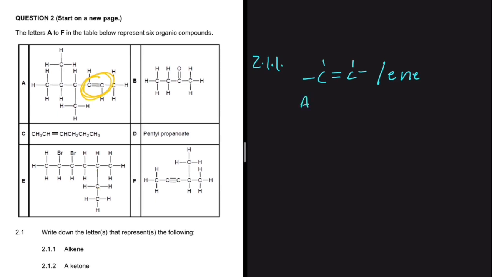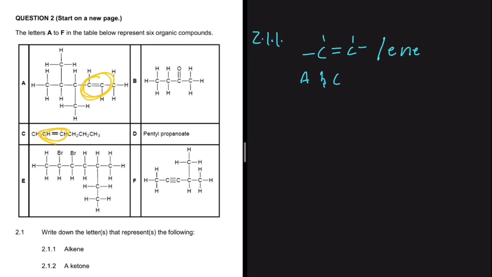And then B, we don't have any double bond between carbon atoms. On C, we have a double bond here, so C is part of our solution. So for 2.1.1, we have A and C. For D, there's no double bond, and it doesn't end with E-N-E. For E, no double bond. And for F, there's a triple bond, and that's not what we're looking for. So the answer for 2.1.1 is just A and C.